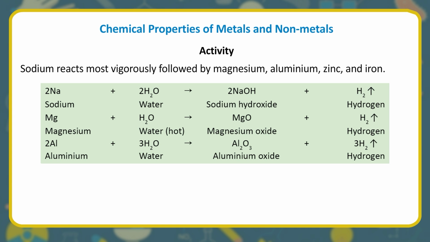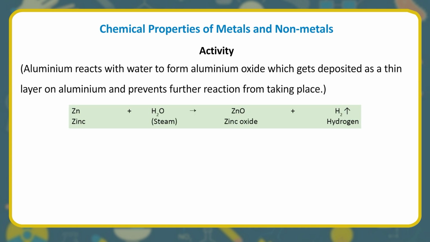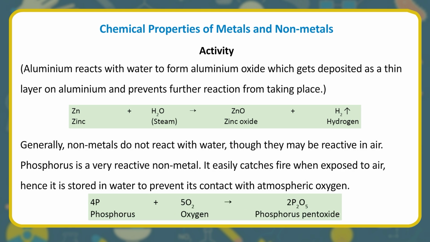2Al + 3H2O → Al2O3 + 3H2. Aluminium reacts with water to form aluminium oxide, which gets deposited as a thin layer on aluminium and prevents further reaction from taking place. Zn + H2O (steam) → ZnO + H2.